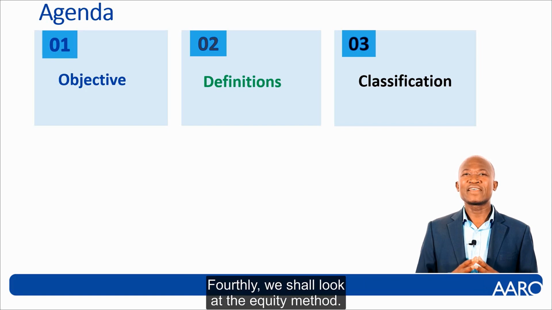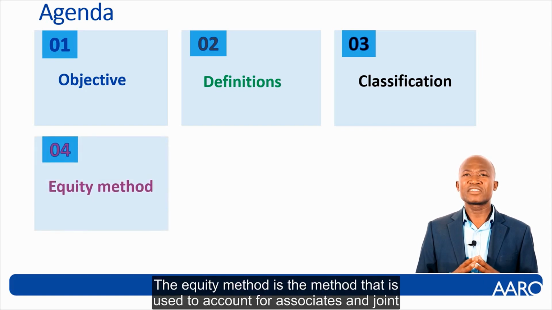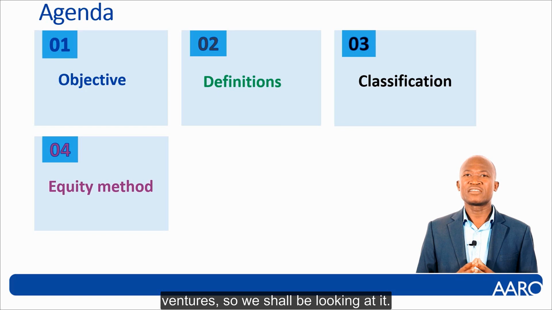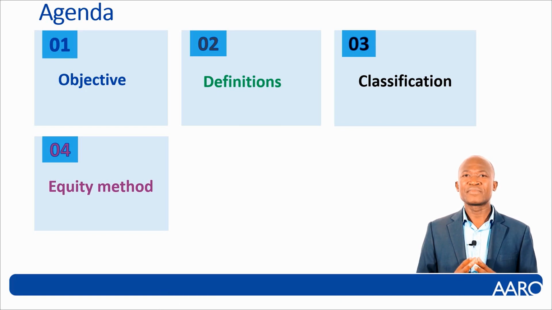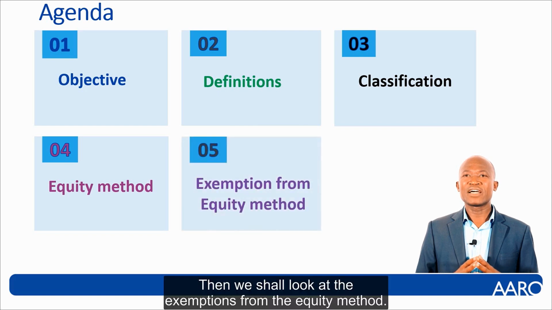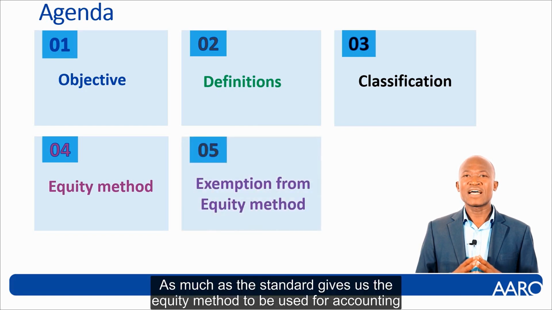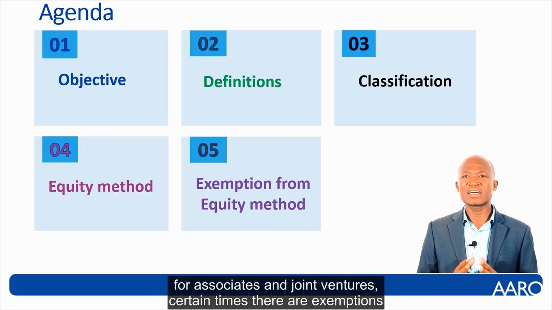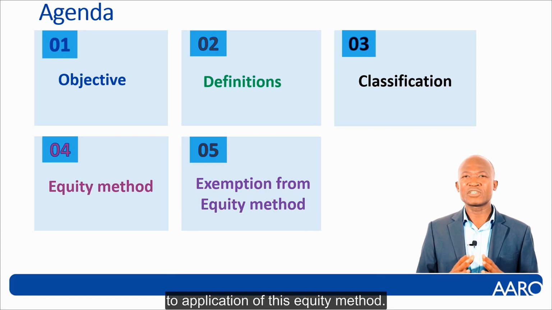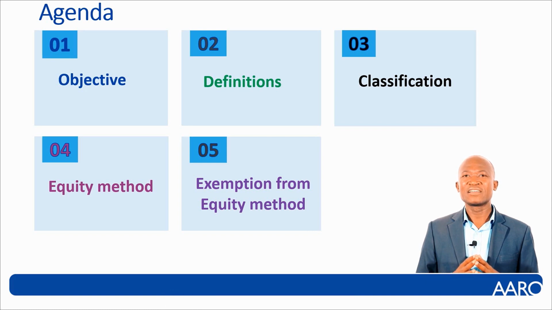Fourthly, we shall look at the equity method. The equity method is the method that is used to account for associates and joint ventures. So we shall be looking at how it is applied step by step. Then we shall look at the exemptions from the equity method. As much as the standard gives us the equity method to be used for accounting for associates and joint ventures, certain times there are exemptions to application of this equity method. So we shall be looking at that.